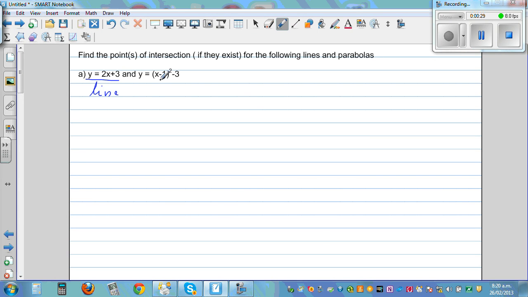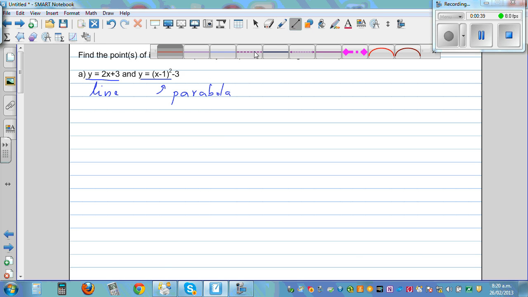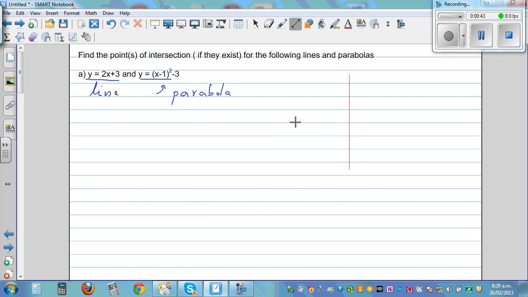Y is equal to x minus 1, the whole squared, minus 3. This is a parabola. So let me draw a line and a parabola just to give you a graphical understanding. So this is your x and y axis. This is a general parabola, so this is not this particular case.